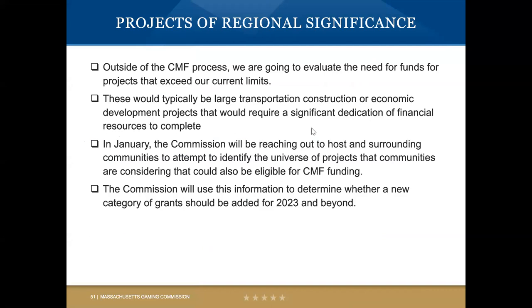Okay, so we've only got a couple of minutes left, and I just want to go over this real quick. What we're talking about is projects of regional significance. Again, our number of applications was down last year, and the amount of grants was down, and we started thinking about, well, are there some larger projects out there that could use community mitigation funds that we should be thinking about? And initially we said, well, should we make a new category in 2022? And the answer was really no. We need to find out more information.